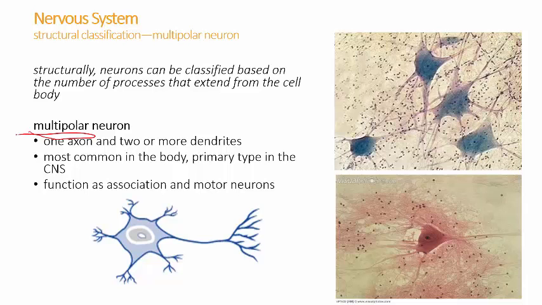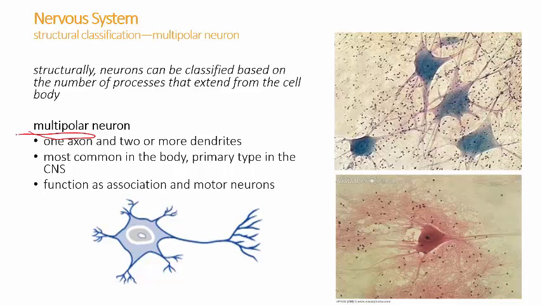So we've got three extensions and maximum huge numbers. It's just hard to even talk about how many because they are very variable. They are the most common of the neuron types in the body, and they are the primary neuron type found in the central nervous system. That's why they're so common, because the central nervous system has just astronomical numbers of neurons, and most of those are multipolar neurons.